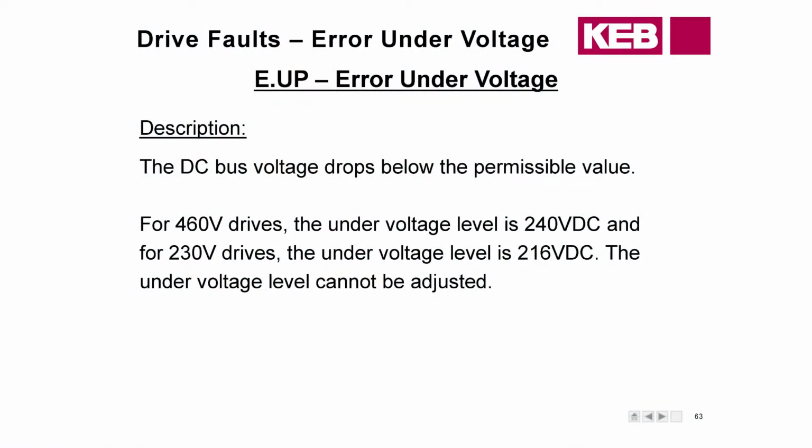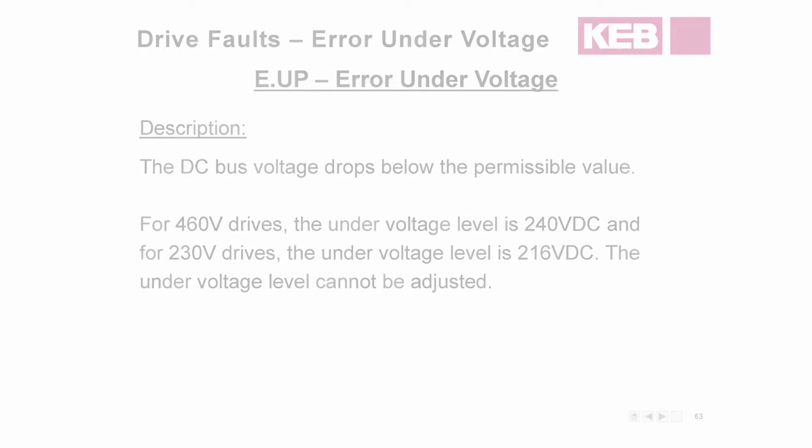All right, E.UP, under voltage. It's just the opposite of an over voltage, meaning your DC bus is too low. This one usually is due to line side issues, and where we mostly see that is when using a generator. It seems that when you make the switch over, for whatever reason, the generator may have issues keeping up and can't supply the right voltage, so that could be an issue. The thresholds for the high voltage 460 units is going to be 240, and then for the low it's going to be 216 volts DC.